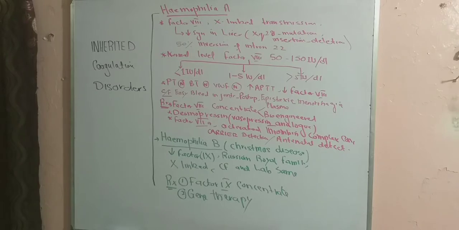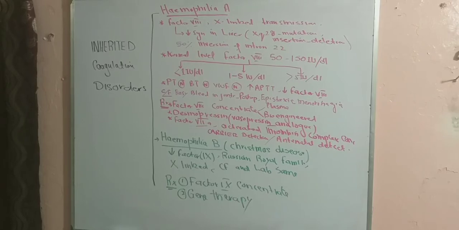So the females are the carriers, and 50% of their sons develop hemophilia A. 50% of their daughters are the carriers, and 50% of the sons are normal. But in case of the males, all of their daughters are carriers, and their sons are normal. So it is transmitted from the mother's side, who are the carriers. Whenever there is a mutation, there is deletion, there is inversion, or a very famous inversion of intron 22, or it can also be an insertion, it causes 50% of the time hemophilia A.